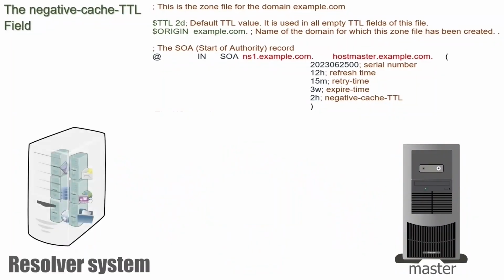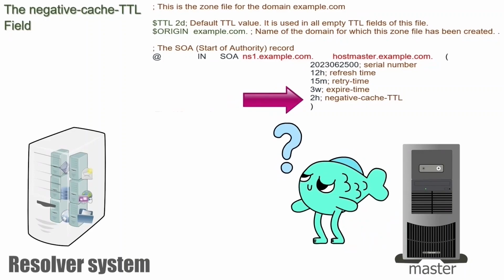Resolver systems use the negative cache value to store negative responses. This value applies to all records served from this zone file. DNS provides this value in each answer.